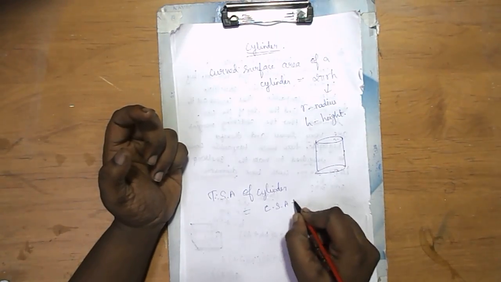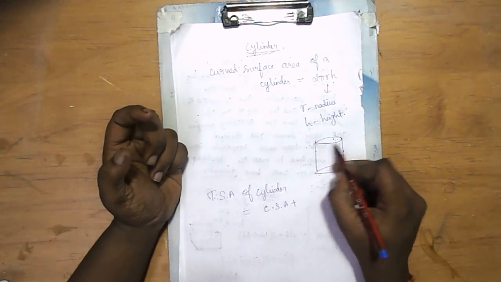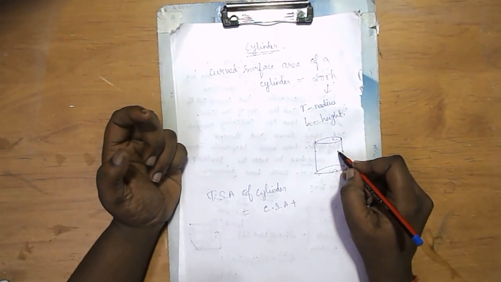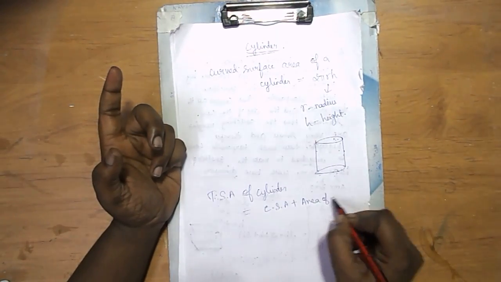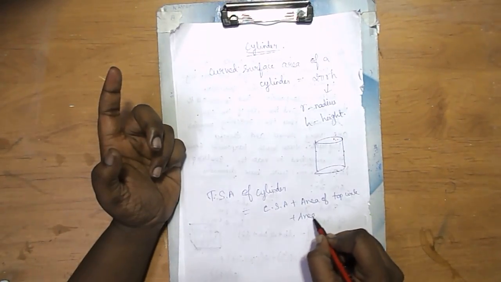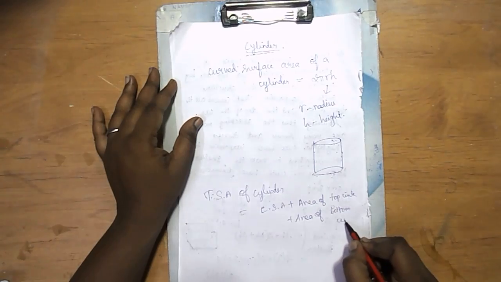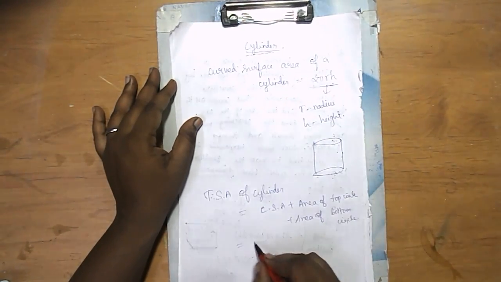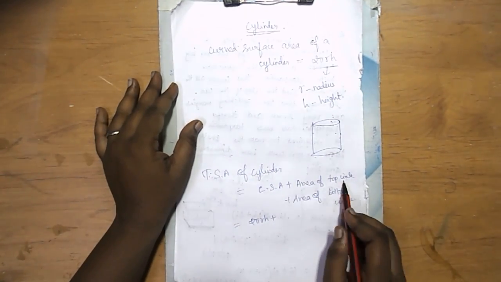So CSA plus the area of the top and the area of the bottom. The top has the shape of a circle, so the area of a circle has the formula pi r square. So the area of the top circle plus the area of the bottom circle. We already saw the CSA formula is 2 pi r h, plus the area of the top circle.